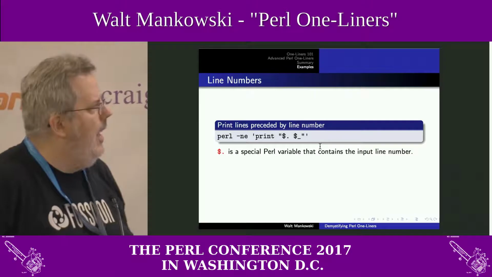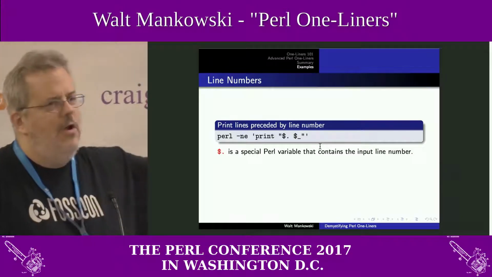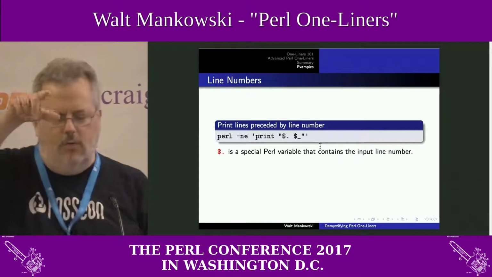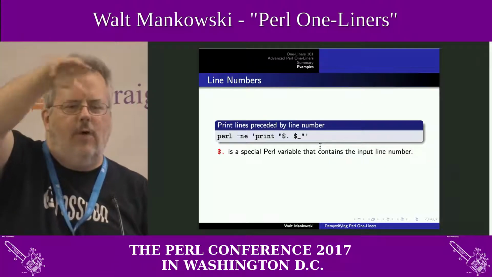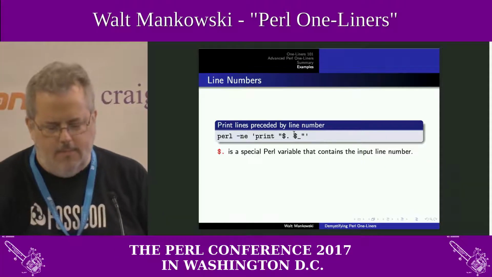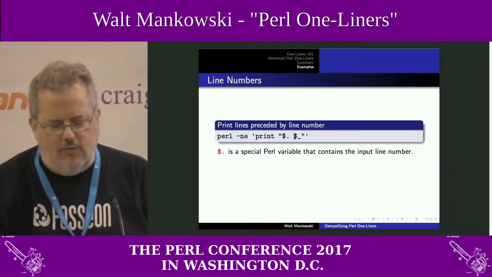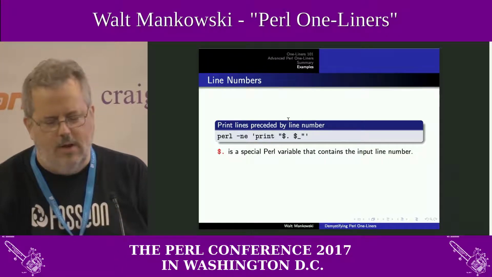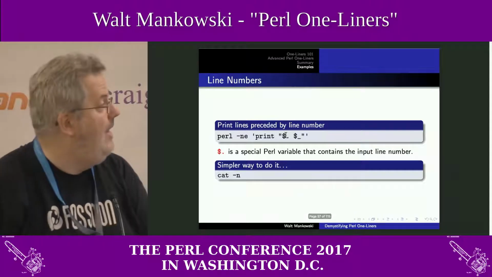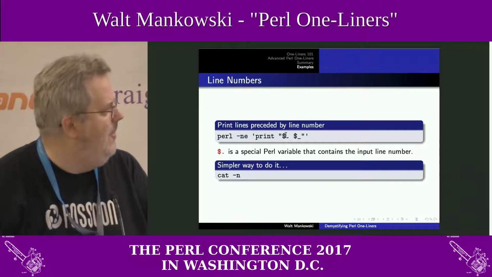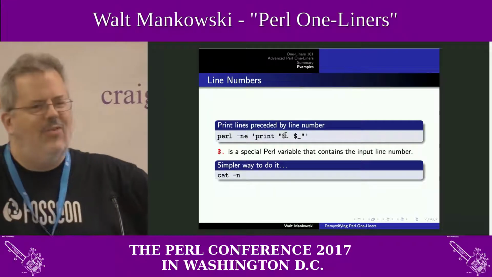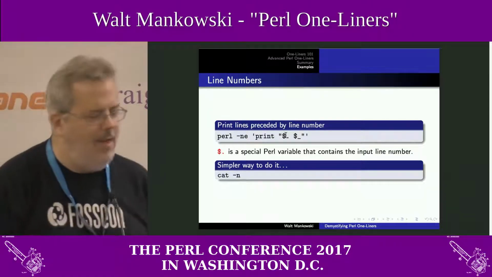Suppose you want to print out all the lines with their line number, then you can use a special variable $., which gives you the input line number. So it's basically the line number of the file that it's read in. So this just prints out every line preceded by its line number. Of course, you could also do cat -n, but if you didn't know that cat had a -n flag, or you're already doing something else and you don't want to pipe it through cat, you can do that instead.